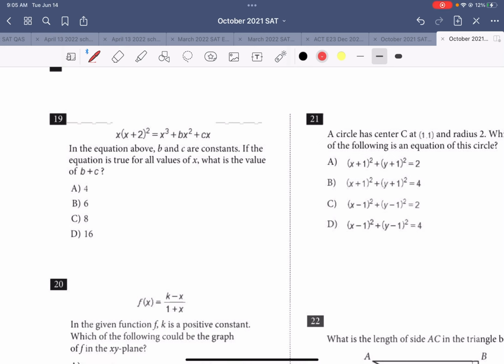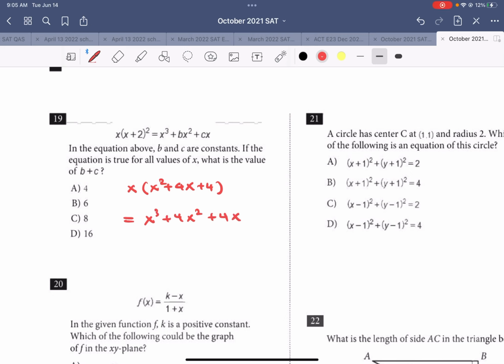Okay, let's move on to number 19. In the equation above, b and c are constants, and if the equation is true for all values of x, that means you can compare each side, left-hand side and right-hand side, after you multiply it out. When you FOIL the left-hand side, x squared plus 4x plus 4. Okay, when you distribute, x cubed plus 4x squared plus 4x.